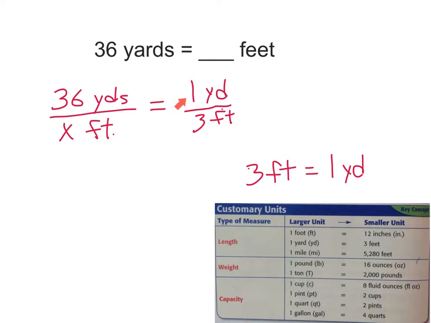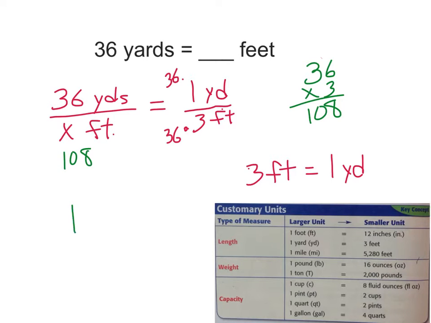Now I'm going to multiply or divide my unit fraction, or the one that's complete, to get it to equal this one. So when I look at 1, I'd have to times that by 36 in order to get that to be equal. And if I do that to the top, I have to do it to the bottom. So 1 times 36 is 36. And now in my calculator, 36 times 3 is 108. So my answer would be 108, and I would make sure I put the label feet.